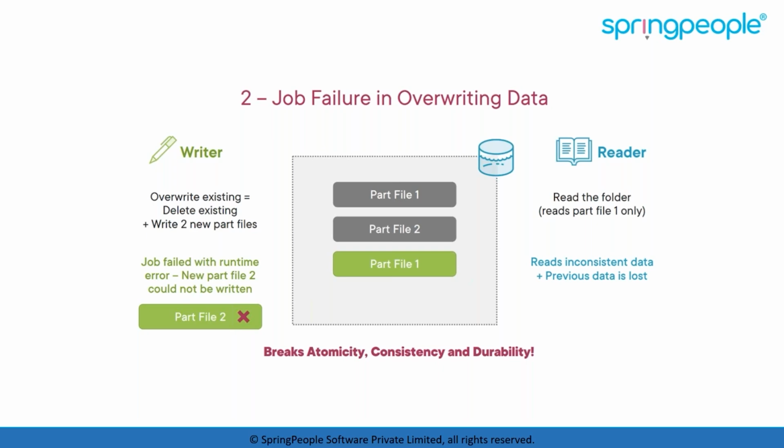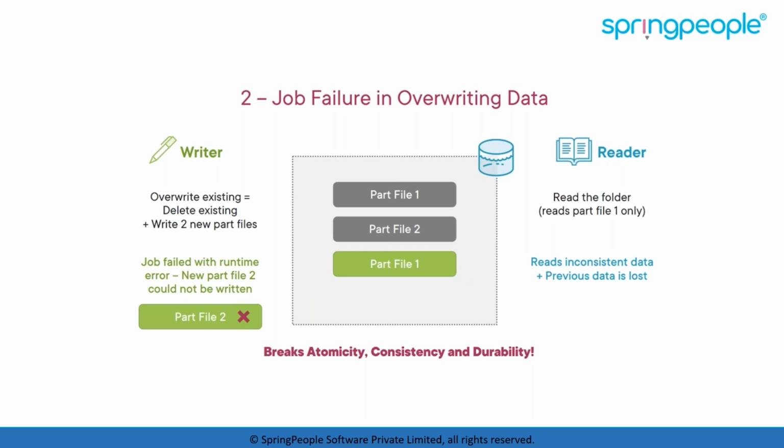Durability means once the data is stored, it should be stored forever, even in the event of a system crash. But as a first step, I deleted these two files manually and I tried to overwrite them with the latest, updated data. But because of some issues, only part file 1 was loaded and part file 2 failed to load, causing the inconsistency issue.